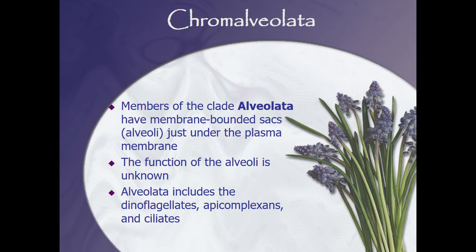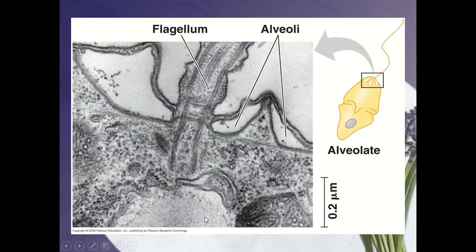For members of alveolates, they have membrane-bound sacs, which are known as the alveoli, just right under the plasma membrane. However, the function of the alveoli is still unknown, and alveolates include dinoflagellates, apicomplexans, and also the ciliates. So what is the difference between these three types of alveolates?